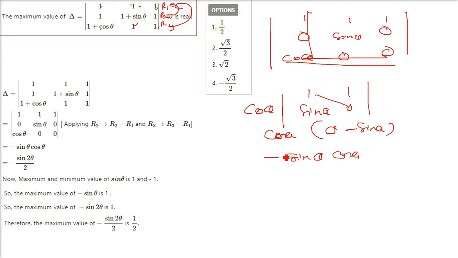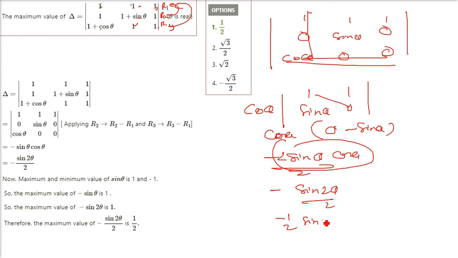So multiply with 2, divide by 2, you get sin 2 theta, because 2 sin theta cos theta is sin 2 theta. Sin 2 theta by 2. So you have minus half sin 2 theta.